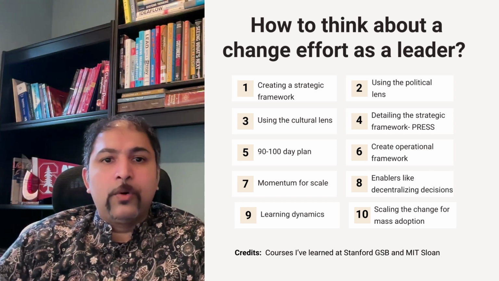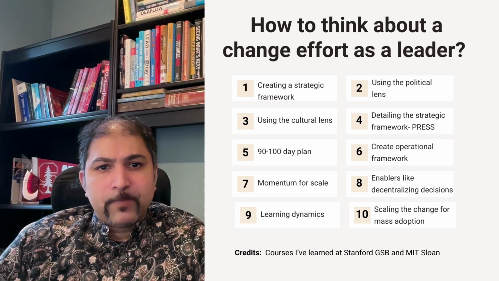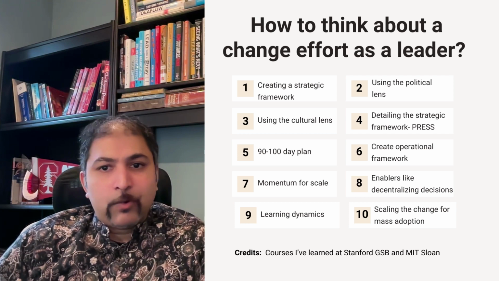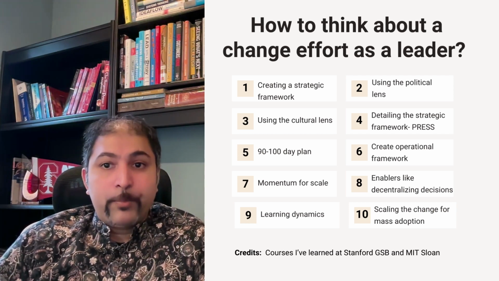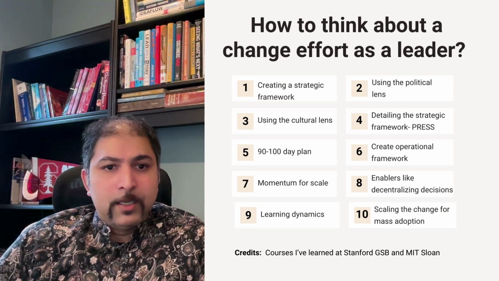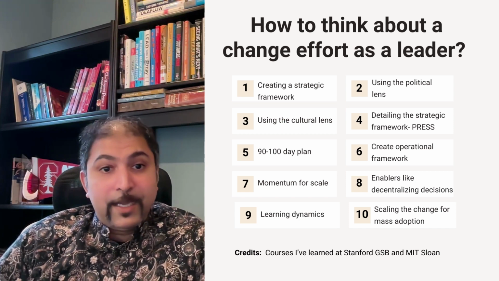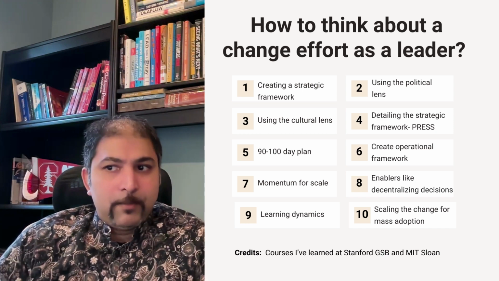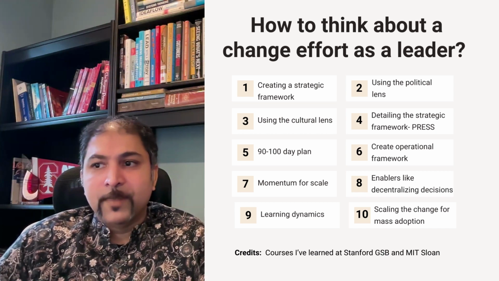And step number four would be putting these things together and building the strategic framework for the change. One of the models that I've learned in one of those courses is the PRESS framework. It's about leveraging the five steps, namely persuasion, recruiting, energizing, staffing, and sequencing the change, and making sure all these elements are well thought into your process.